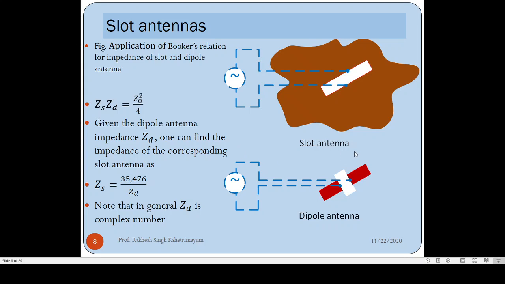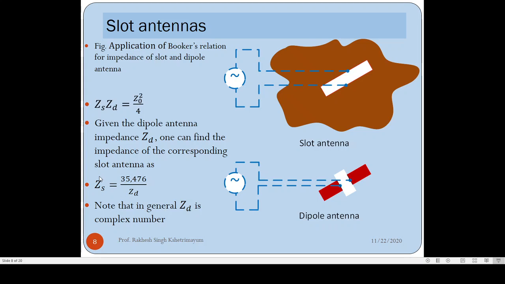Now consider a complementary structure where you have metal everywhere, then you have a slot here, and you are feeding this slot with an AC source at the center of this slot. This structure and this structure are complementary. So now we apply Booker's relation. We find the impedance of the dipole as ZD, and we want to find the impedance of this slot antenna. We can easily do it. ZS ZD is equal to Z0 squared by 4. Z0 is the intrinsic impedance of free space. So ZS will simply be 35,476 divided by ZD.